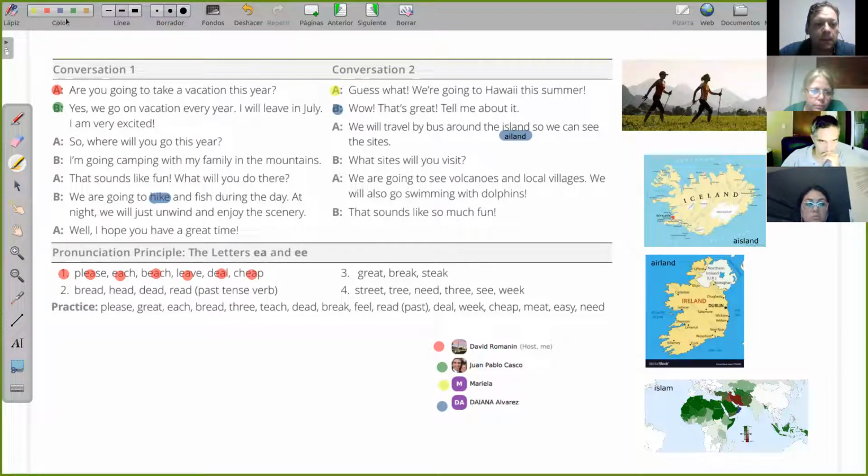Diana, pick one word of this group, the one that you know the pronunciation, and say it out loud. Bread. Bread. Perfect. And now you know how all the others in the same group sound.